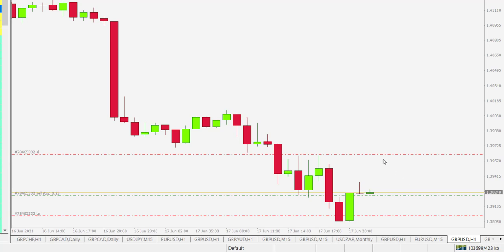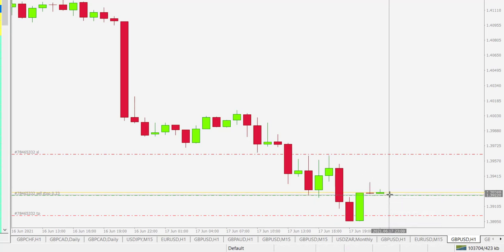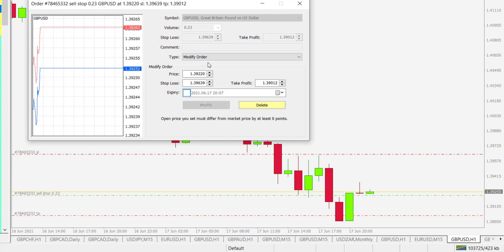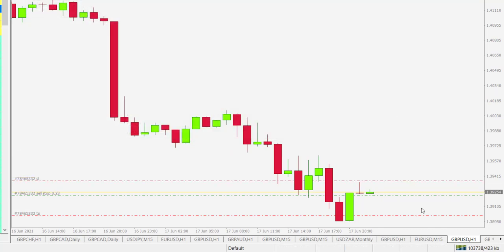Sell stop. TP. Oh no, I put it in the wrong place. The stop loss should be 1.39369. I said 63, but it should be 369. That was where the mistake was from. Modify. So you can see that's it. I'm good to go in that trade.